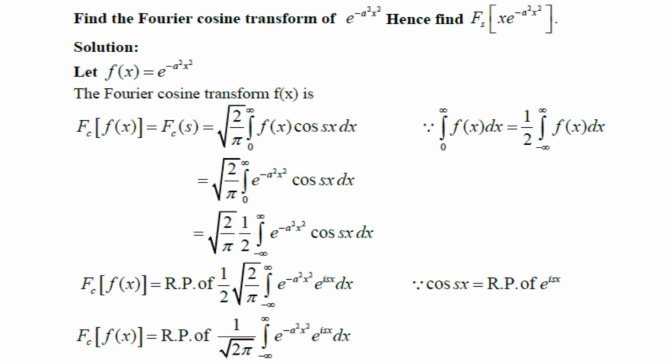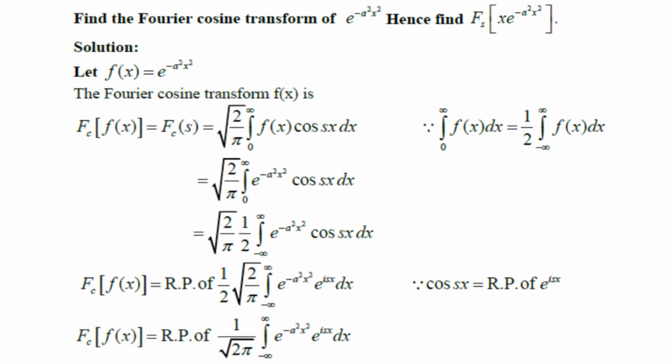Another problem: find the Fourier cosine transform of e power minus a square x square, and hence find the Fourier sine transform of x into e power minus a square x square. The Fourier cosine transform is Fc of s equal to square root of 2 by pi into the integral from 0 to infinity of f of x into cos sx dx. Substitute the f of x value: e power minus a square x square into cos sx. Cos sx is the real part of e power isx. Same base, so add the powers: minus of a square x square plus isx.